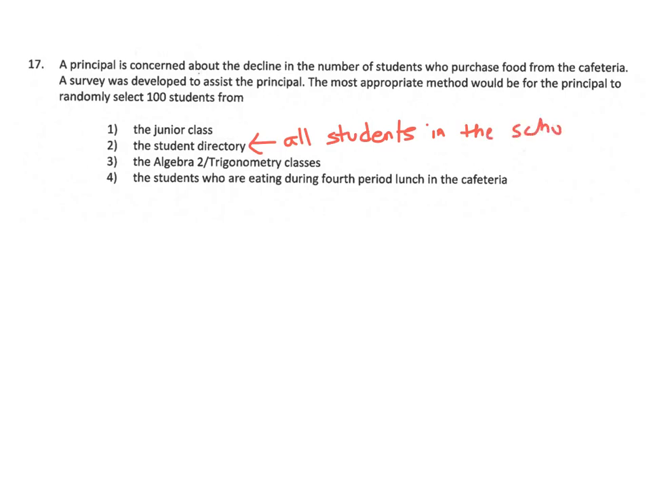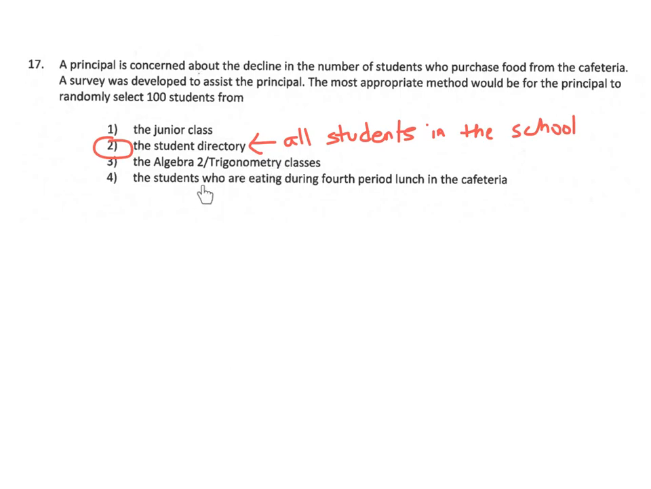So anyway, just to go back to the question, if the principal wanted to randomly select 100 students, this would actually be the best to select them from. Just randomly select 100 students from all students in the school. Choice one is only looking at one class of students, the junior class, the 11th grade. Choice three is only looking at one particular class. Like when I say class in this case, I mean math class. It's only looking at those students who take Algebra 2 Trig. So that's not taking everyone into account.